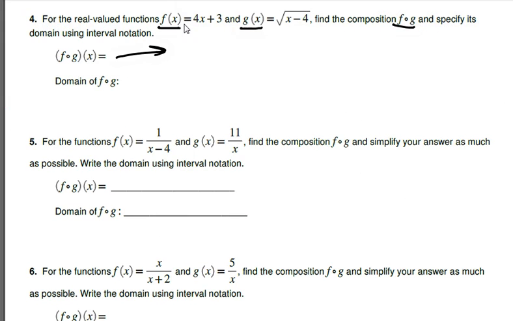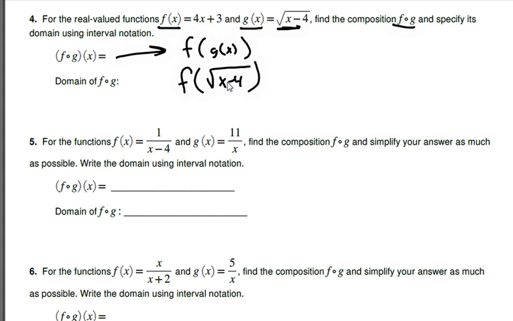So here we have the same kind of thing. f is 4x plus 3, but g now is square root of x minus 4. Once again, find the composition and specify its domain using interval notation. So I always like to write this f composed of g as f and then composed of g. Then just for the next step, write the square root of x minus 4, just sort of simplifying that.